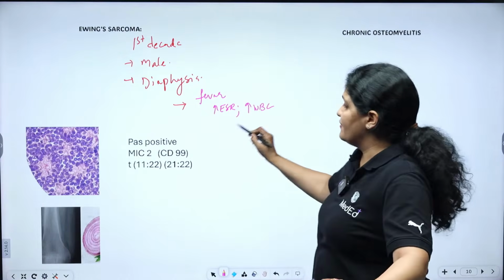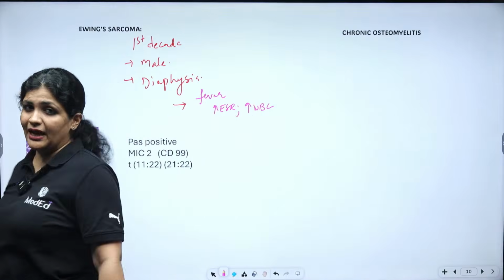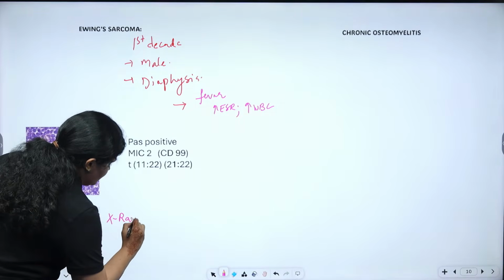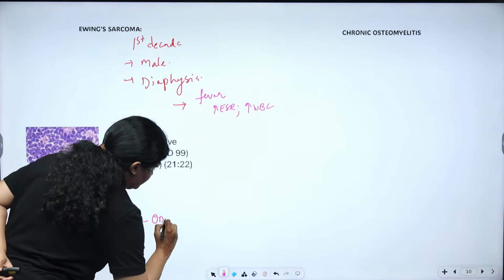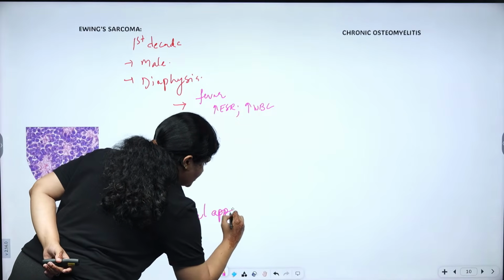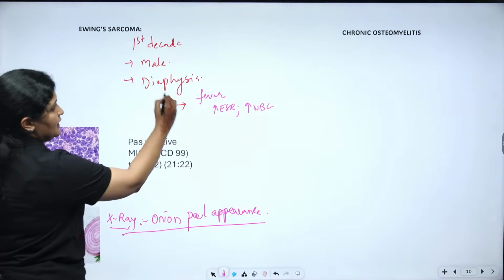And now, after confirming with MRI, you go for what is called a biopsy, and before that, X-ray. What are the X-ray changes? On X-ray, you see the periosteal reaction which is called the onion peel appearance. So it is like a layer. It is the characteristic onion peel appearance seen in the diaphysis on the X-ray, right?